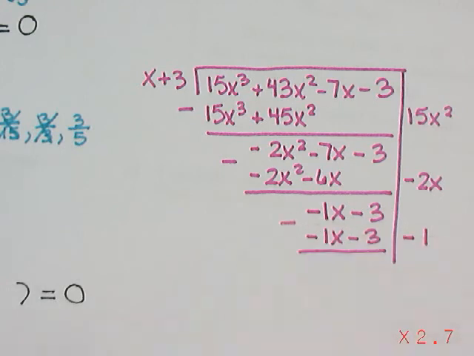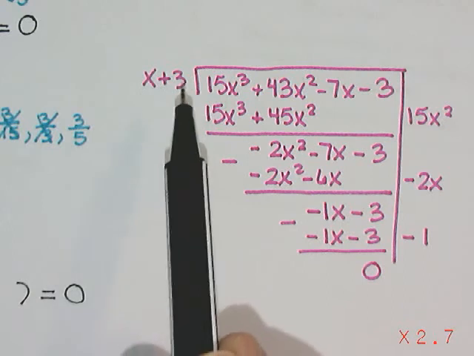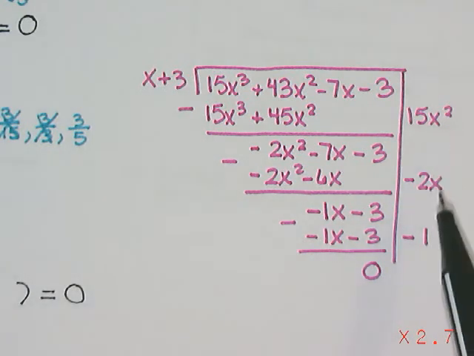I would subtract. Negative 1 minus negative 1 is 0. Negative 3 minus negative 3, that's negative 3 plus 3. That's also 0. And the remainder here should always be 0. And if it's not, we have done something wrong. So that means the missing bracket, when I factored, is going to be x plus 3 times 15x squared minus 2x minus 1.